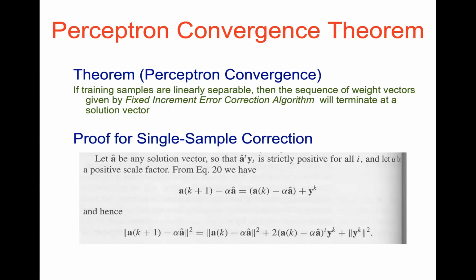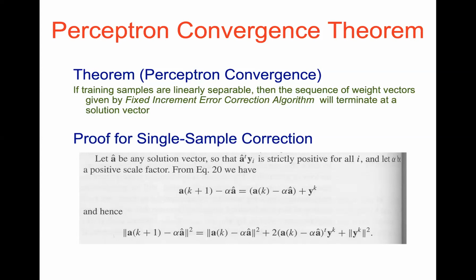or a plane, this simple algorithm says take your arbitrary weight vector. If a sample is misclassified, add the misclassified sample to the previous weight vector. Then present the next sample. If it is okay, don't do anything. If it is not okay, add that one. So on and so on.